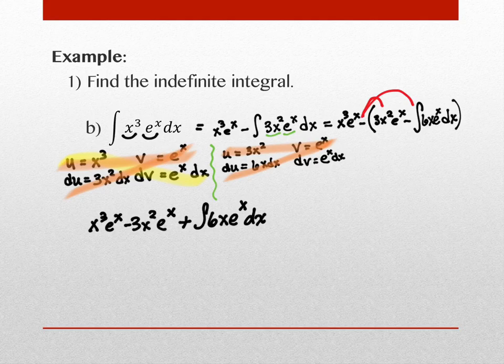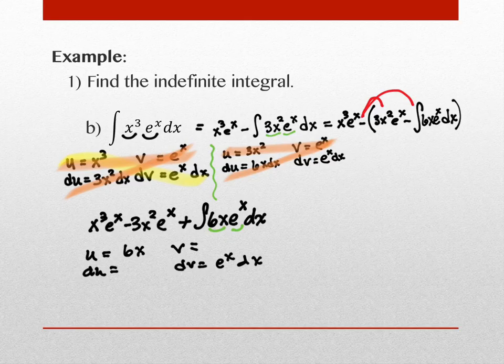Is everybody good so far? But we see we have another product, right? We're almost done. This is the last one we're going to see. But there is, in fact, a product here: 6x and e to the x. So I have another u substitution, a u and a dv, and they work the same way. u is 6x, dv is e to the x dx. The derivative of u is 6 dx. The antiderivative of dv is e to the x.